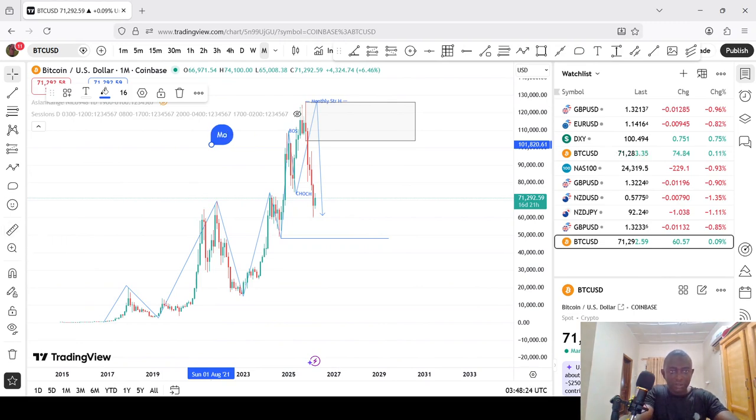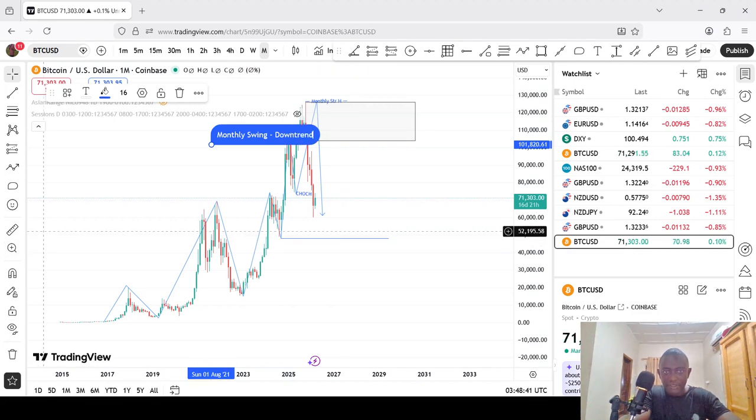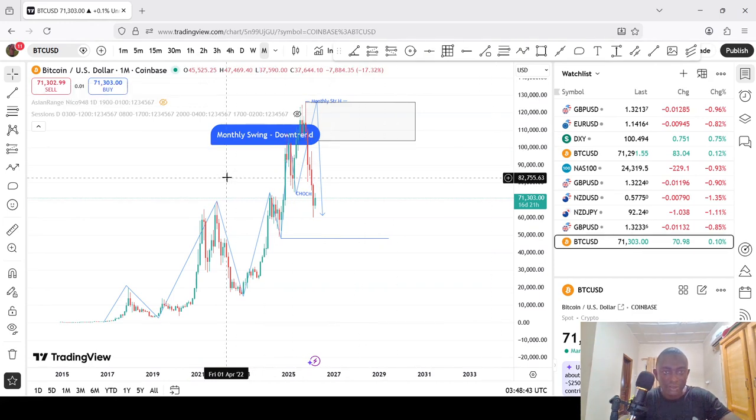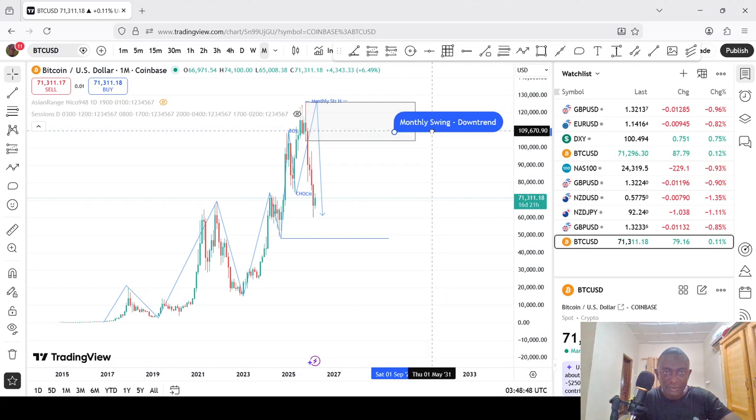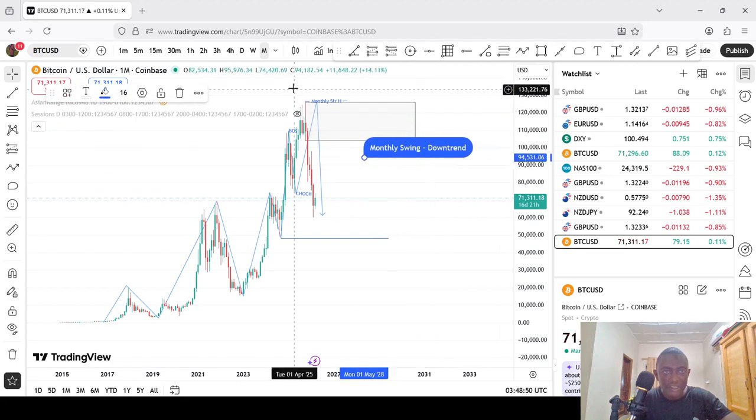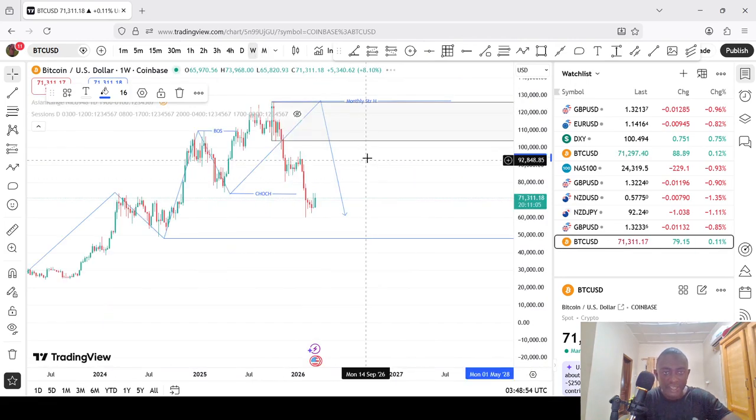So the monthly swing right now, it's been bullish. It's been an uptrend for a long time, but we just have a change of character. So downtrend, right? We are just looking at a downtrend movement. Okay, so like this, I'll just place it as sideways. So we just move to the weekly time frame as I explained.